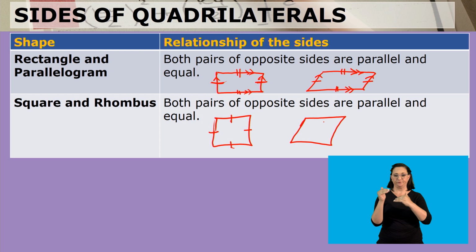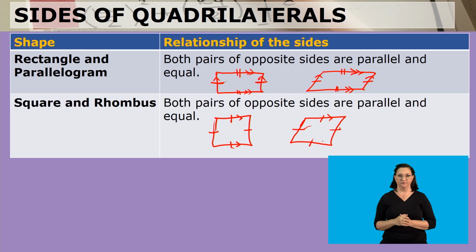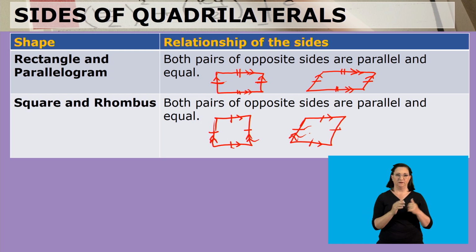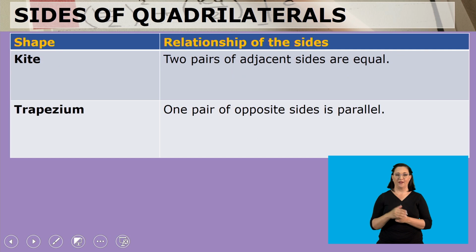So we'll need to use the same marking. And a rhombus, again, all opposite sides are equal and parallel, so we can use a parallel mark on both the square and the rhombus, and we can use double arrowheads for the opposite sides that are also parallel.